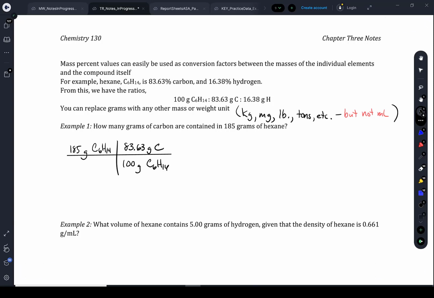What is this number, 83.63 over 100? That's just 0.8363, what I was just saying a second ago, right? Yeah. And so regardless of how I write this, I'm just going to type in 185 times 0.8363 because that's faster. And this gives me 155 grams of carbon. Three significant digits.